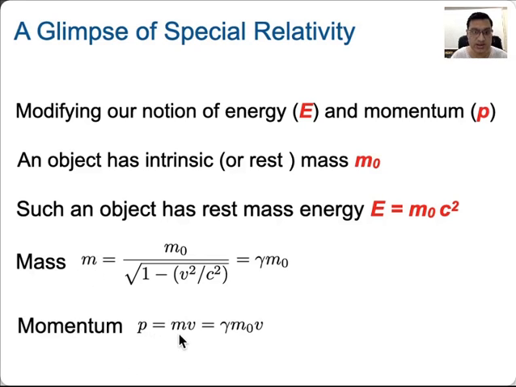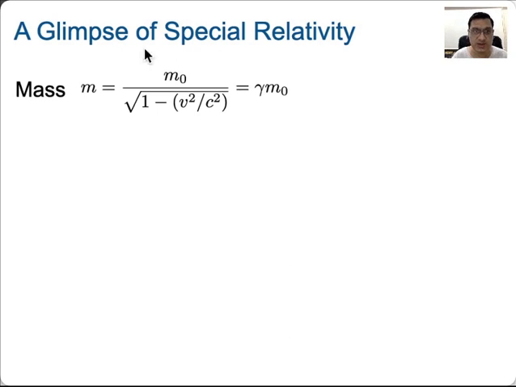We know the momentum is mass times velocity. So here the mass is gamma m naught. So I have written gamma m naught times velocity. This is what we have seen in the previous slide. Now I can do some mathematical simplification.